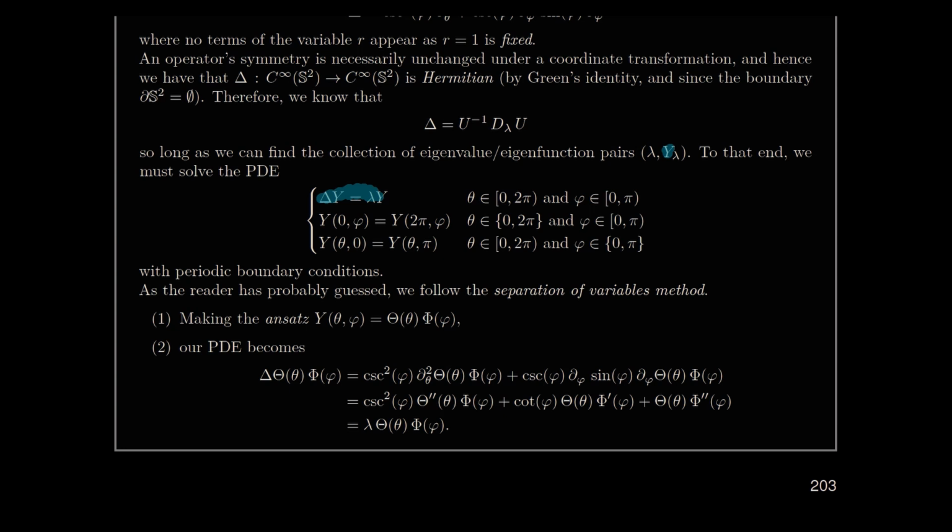But there's my eigenvalue equation, and then let's just recall what it would mean for Y, capital Y, to be in C infinity of the 2 sphere. That just means that 2 pi in the theta direction gets me back to where I started. That's what that line says. And 1 pi in the phi direction gets me back to where I started.